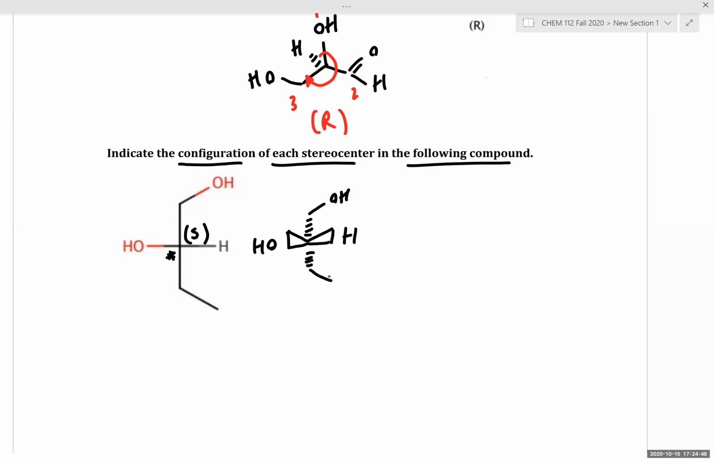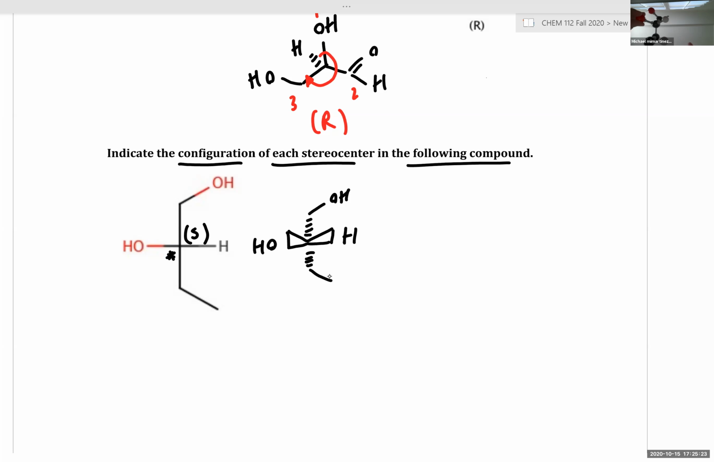Okay. One moment, just adjusting my model kit. Okay, so here is our structure. As we notice, the alcohol and hydrogen are pointing out towards us, while our methylene group containing our other alcohol is pointing away from us. Our ethyl group is also pointing away from us.